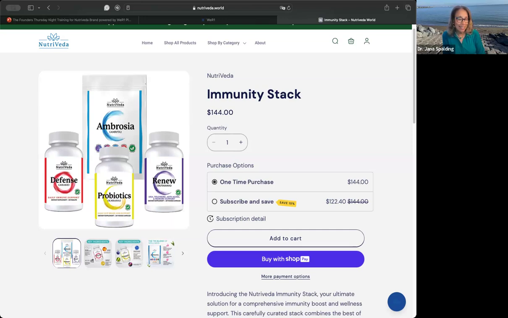Wow, that's amazing. Now, I really want to caution, we are not saying that these products are going to cure you.